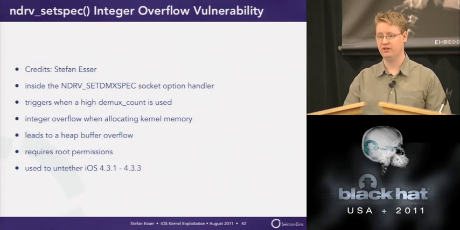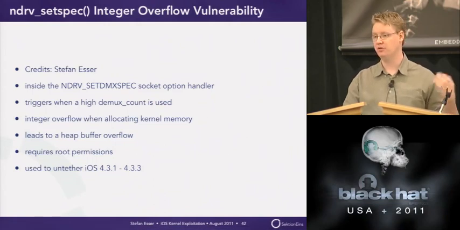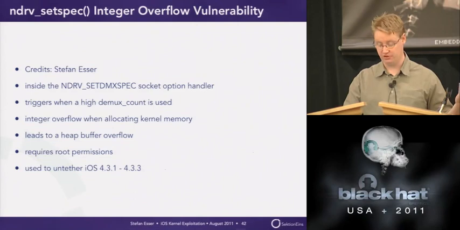It's quite complicated to exploit it. It's inside the socket option handler for the ndref protocol, this ndref set dmux spec opcode or whatever you call it. Basically there's a dmux count, and you can set it to a very high value, and then you trigger an integer overflow in a multiplication for memory allocation. And again, it requires root permissions, and nowadays it's closed by Apple.